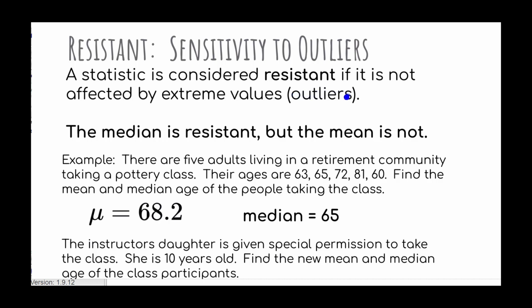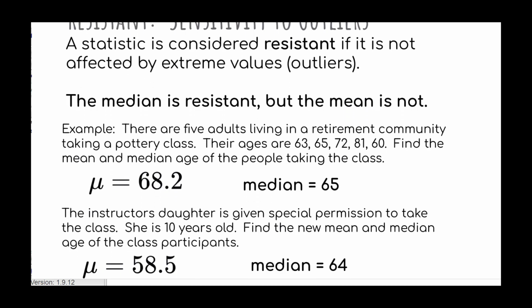And the vocabulary word for extreme values is outlier, so you're going to hear that a lot. The median is resistant to outliers, but the mean, I'm sorry, I think I said that wrong. The median is resistant to outliers. That means outliers won't affect the median, but they will affect the mean. So the mean is not resistant because it is affected by outliers. So here's an example.